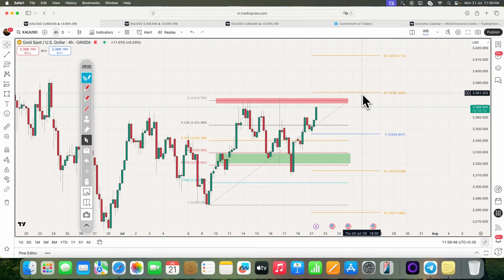On the intraday time frame and on a weekly basis, for day-to-day price action, we have to watch the 3381 level for our confirmation on the lower time frame.